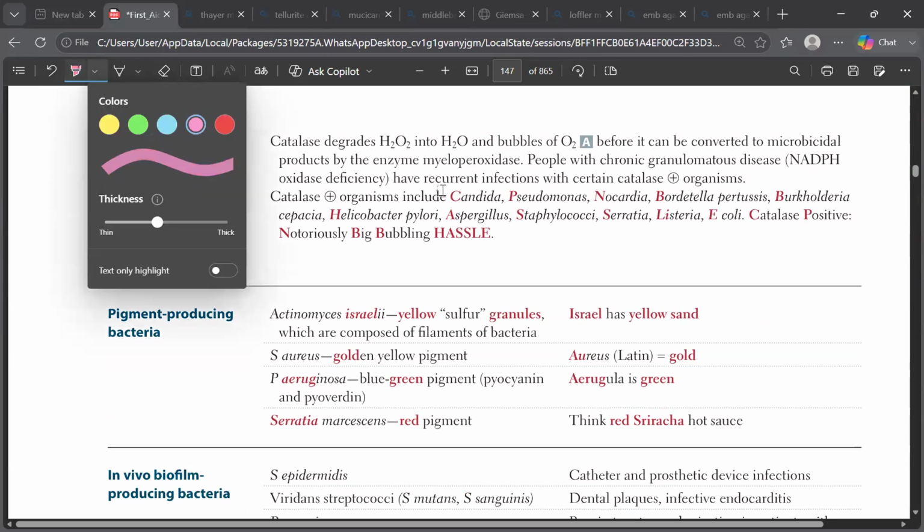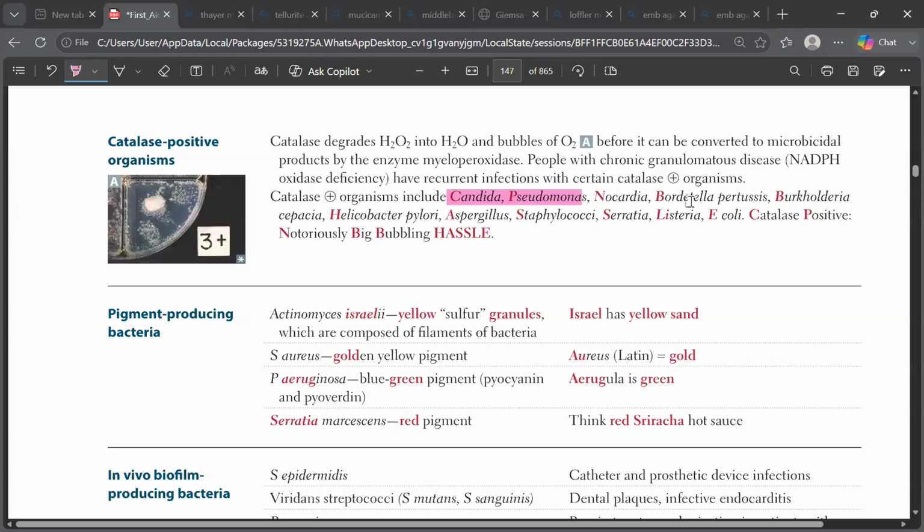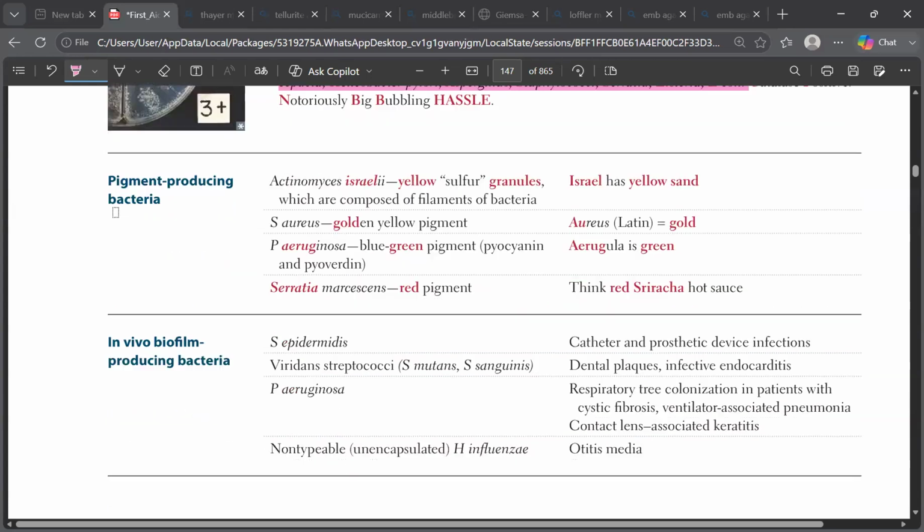Catalase positive organisms include Candida, Pseudomonas, Nocardia, Bordetella, Burkholderia, Cepacia, Helicobacter pylori, Aspergillus, Staphylococcus, Serratia, Listeria, E. coli, and the mnemonic is Notoriously Big Bubbling Vessel. Notorious for: Candida, Pseudomonas, Nocardia, big for Bordetella, and then for Burkholderia, Helicobacter pylori, Aspergillus, Staph, Serratia, Listeria, and E. coli. These are so difficult to remember.